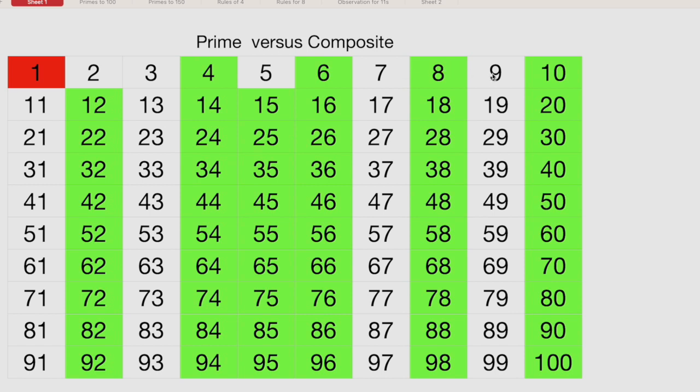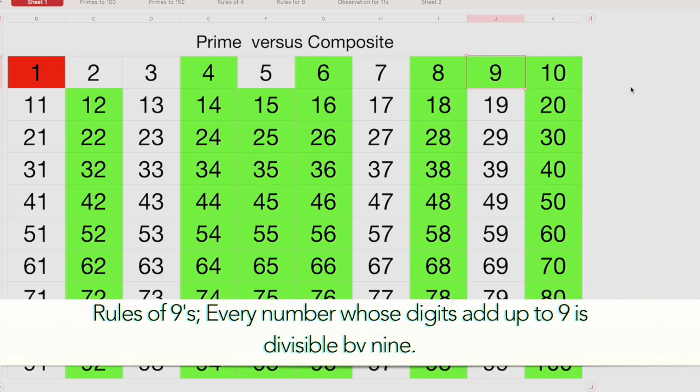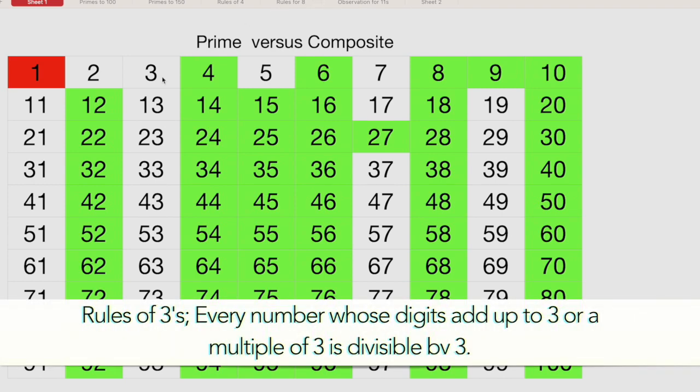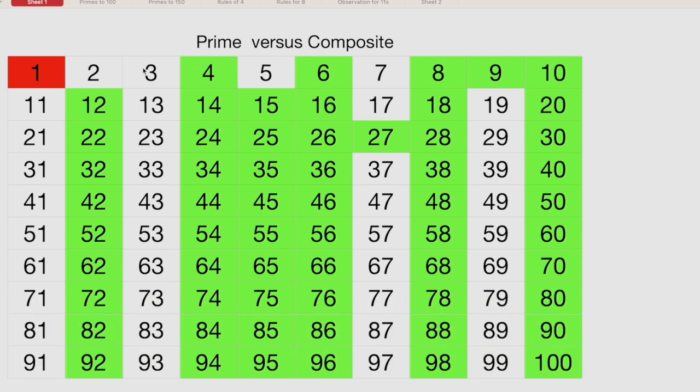Nine itself is a composite number, but there's also a thing called the rules of nines. Excuse me. Every number that's divisible by 9 or a multiple of 9, their digits add up to 9. For example, 1 plus 8 is 9, 2 plus 7 is 9, and so on. That rule of 9 carries over to the rules of 3. Every number that the digits add up to 3 is divisible by 3. And so that's even more powerful than the rules of 9.